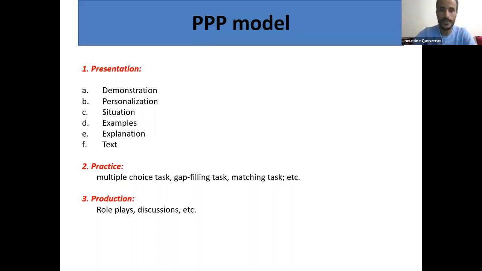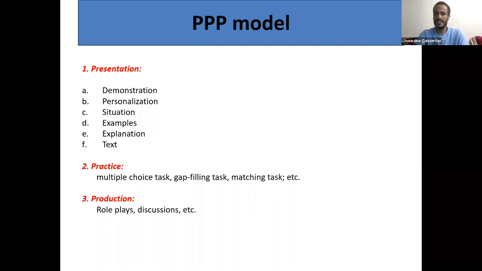So we were talking about the PPP: presentation, practice, and production. This is a very important model, okay? You can start your grammar lessons with the presentation. You can use demonstration, or personalization, like stories or situations, or you give them examples, or you explain, or use a text. There are different ways of presenting the grammar lesson.